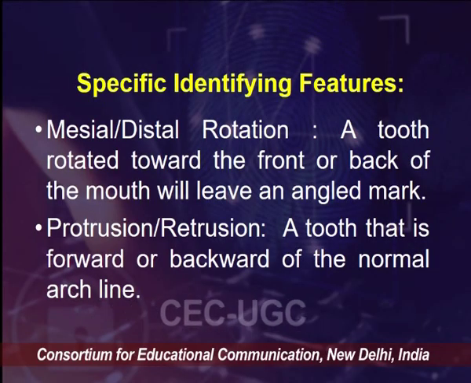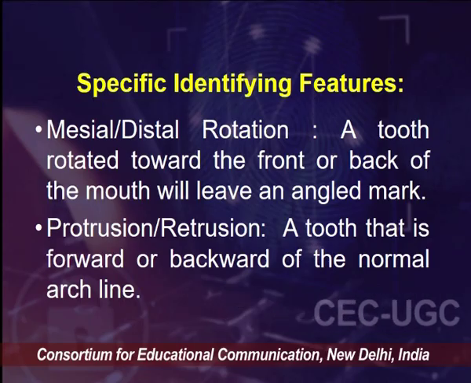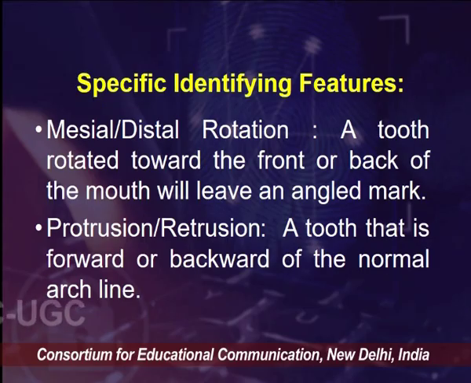The various lacerations or abrasions are given by the incisors, and the triangular shaped wounds are given by the canines, which are most important because the kind of mark they inflict is a 3D mark and the person may get a deep cut. Various identifying features can help us in identifying a person, such as mesial or distal rotation. A tooth rotated towards the front or back of the mouth will leave an angled mark. These we can call individual characteristics.